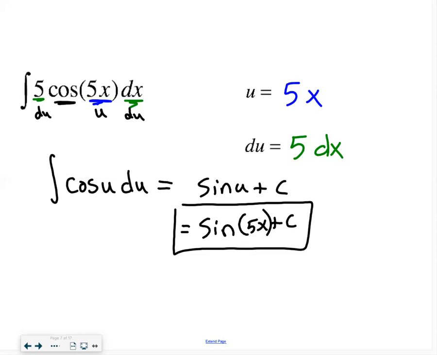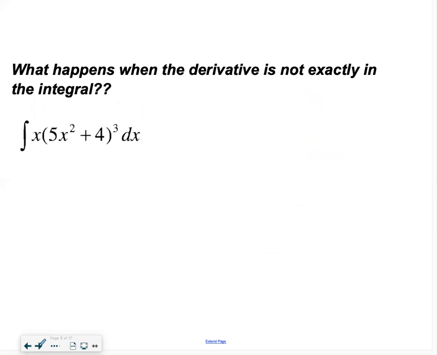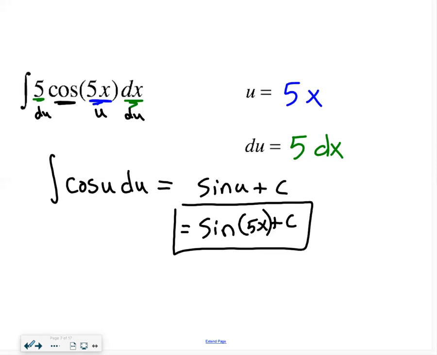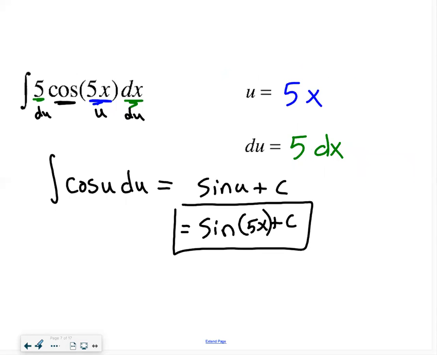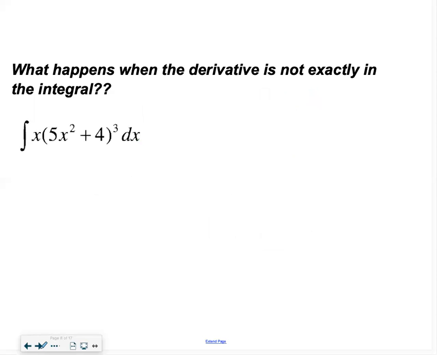Any questions up to this point? We're going to take it a step further next. Okay, now what happens? Let me jump back before we write this down. On both of these examples, notice that du worked out perfectly. It matched whatever was left over in the original function. Same thing here. Du worked out perfectly, so it matched whatever was left over. What happens when the derivative is not exactly in the integral?